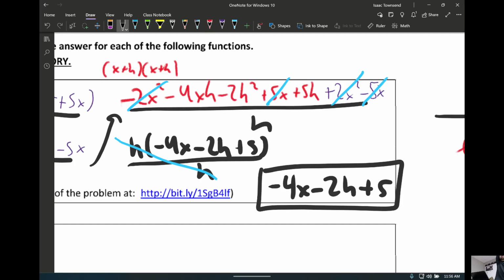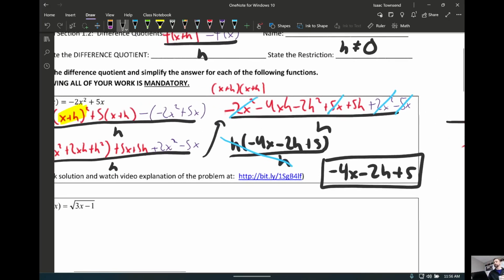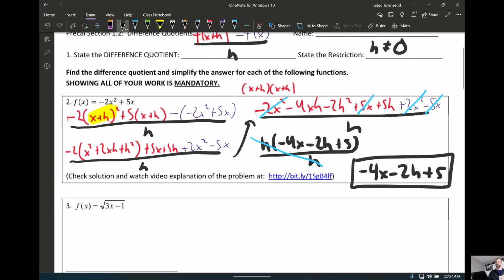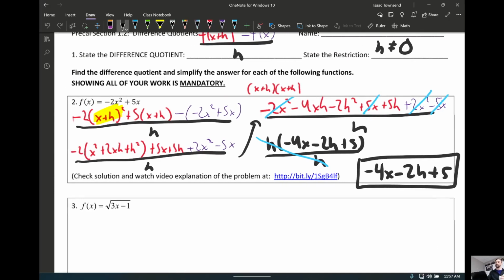If you want to know the slope of that function when x is 20, you could plug 20 into -4x plus 5. If you want to know the slope when x is 0, you could plug 0 into -4x plus 5. And you can determine the slope for any value of x. And again, the real work here is stuff that you guys have done before. It's just kind of pulling all these pieces together. FOIL, distribute, distribute, distribute, combine like terms, GCF, and last step for all of these will be dividing out the h's.